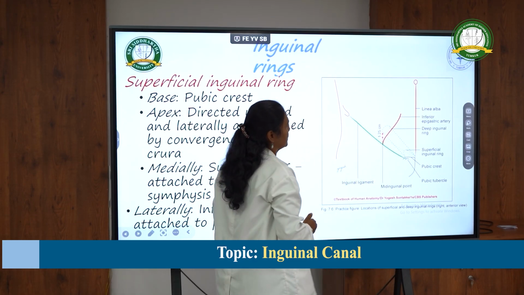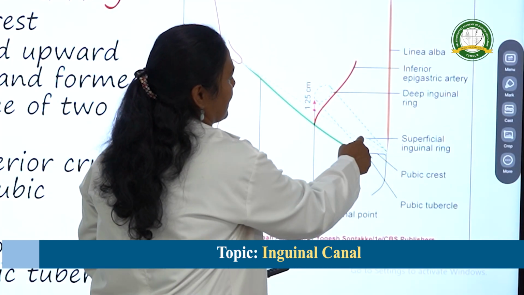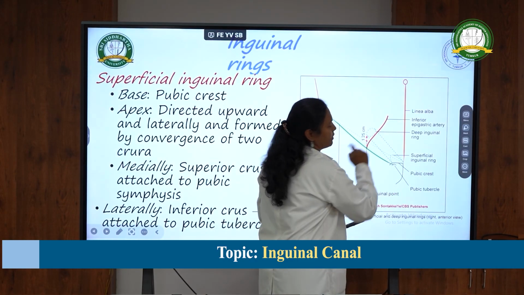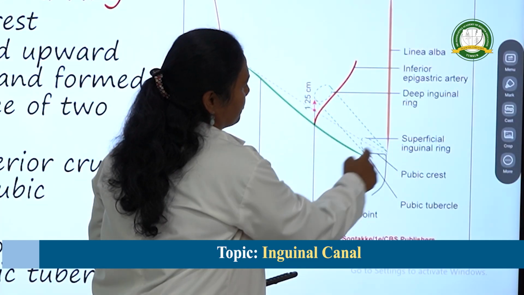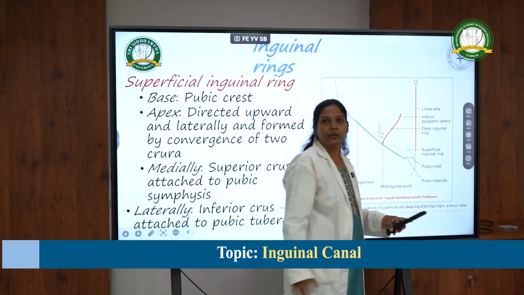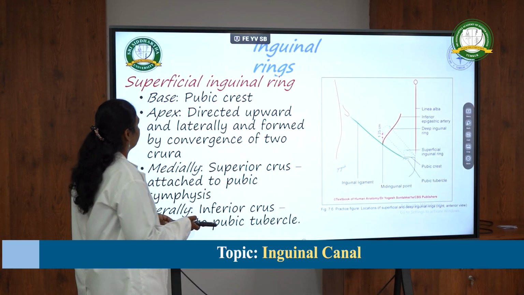So it is triangular in shape. It will have the base which is formed by the pubic crest, and the apex which is formed by the union of the superior crura and inferior crura. So superior crura medially is attached to the pubic symphysis. Inferior crura is attached laterally to the pubic tubercle. Okay, so this is the superficial inguinal ring.